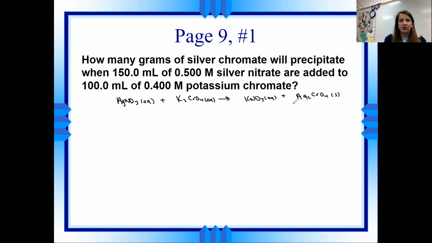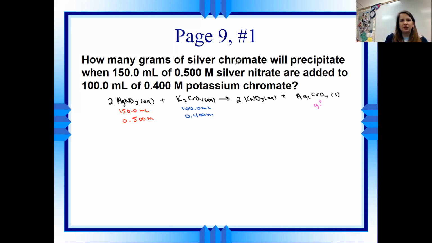So you want to make sure you look at your solubility rules from previous units. To balance, I just need a 2 here and a 2 here. Now, it tells me that I'm trying to find grams of silver chromate. I'm given 150 milliliters of this, and the concentration of the solution is 0.5 molar. And then I've got 100 milliliters of this, and its concentration is 0.4 molar.